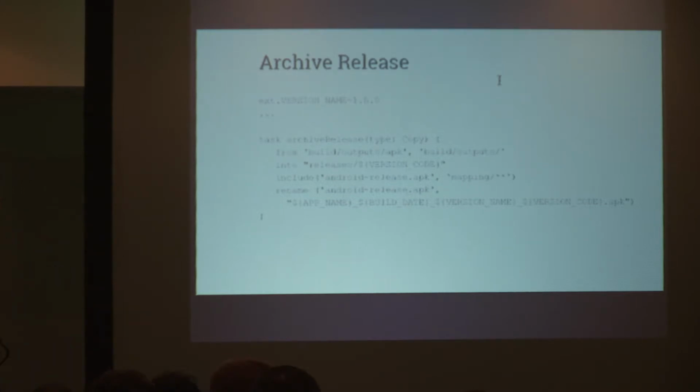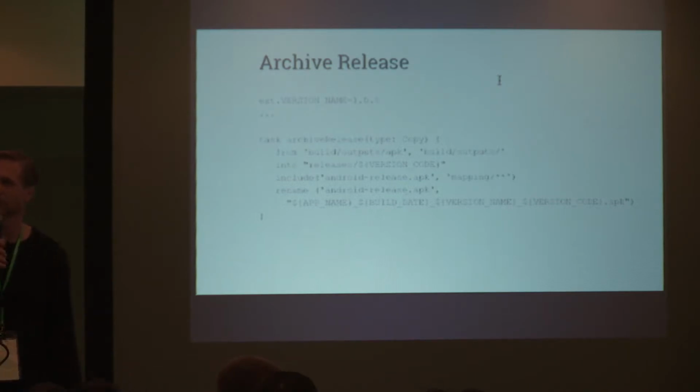So here it's just a task that is of type copy, and you just have to define the attributes for this task. Here we define that we want to take what's inside this folder and this folder and put it into a new one, and then we want to include this file and this file, and along the way rename it to a proper name so we can know what it's all about. For this you can use extra properties in Gradle that you can define here. So you can define version name, for instance, or build date.